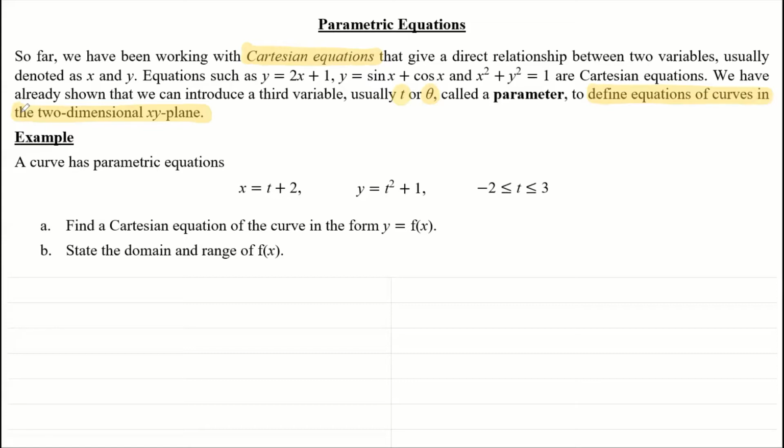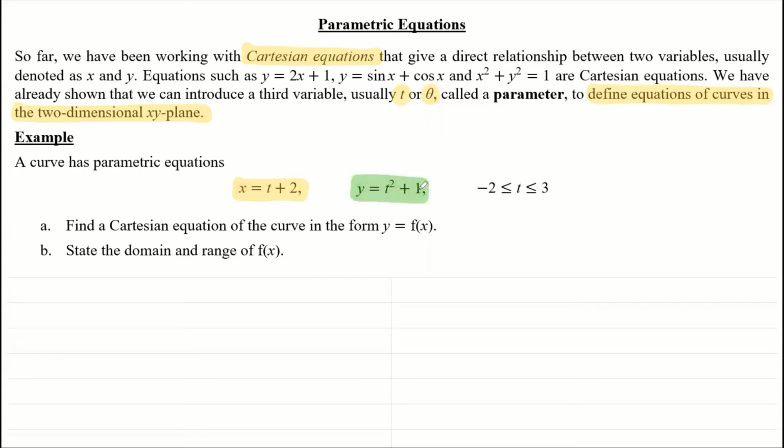So the first example hopefully is familiar to you. This is what we looked at in the warm-up. Now we've got parametric equations. So these are the parameters. x is defined using the parameter t as t plus 2, and y, which I'll do in green, y is t squared plus 1, which we derived in question 4 of the warm-up.